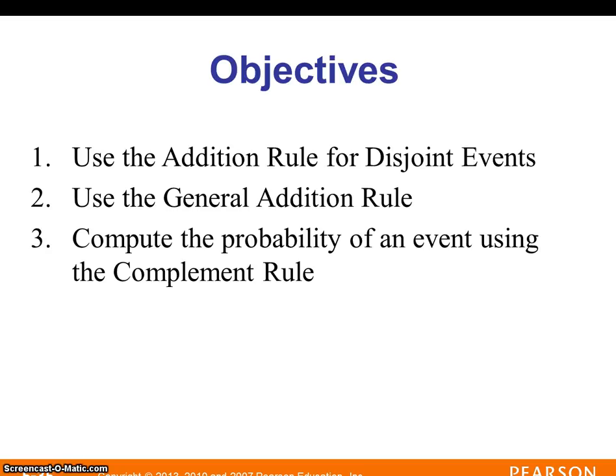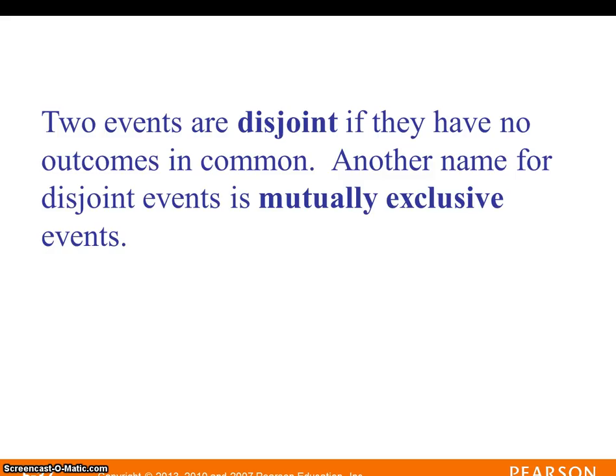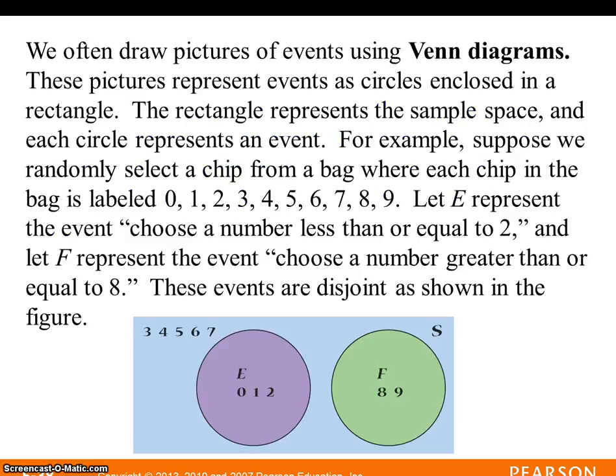And so objective one then is to use the addition rule for disjoint events. What it means for two events to be disjoint is that they have no outcomes in common. Another name for disjoint is mutually exclusive, right? So you can't have the same thing happen in each event. Oftentimes we'll use pictures called Venn diagrams to represent events.